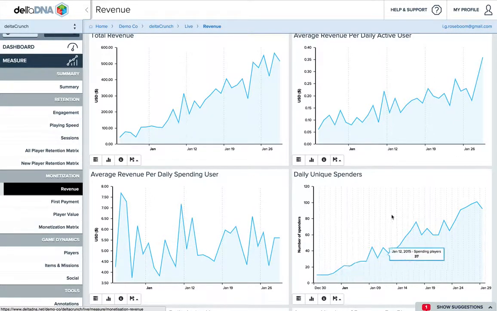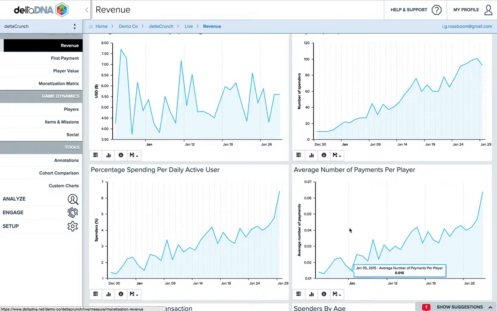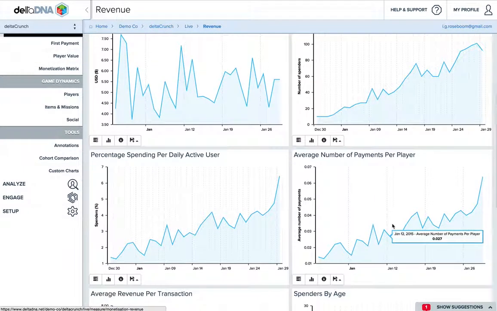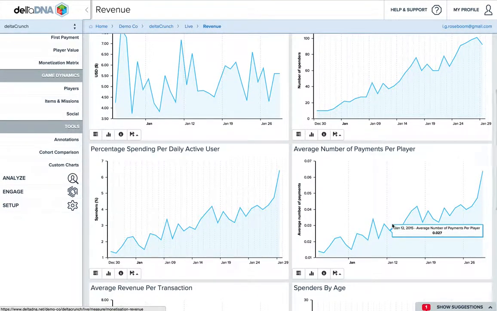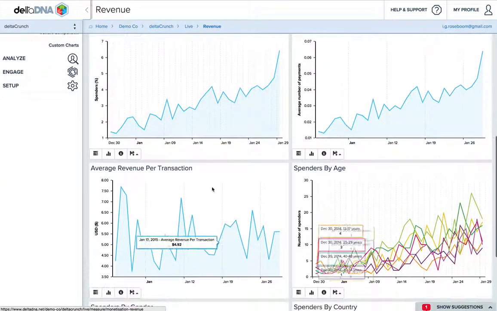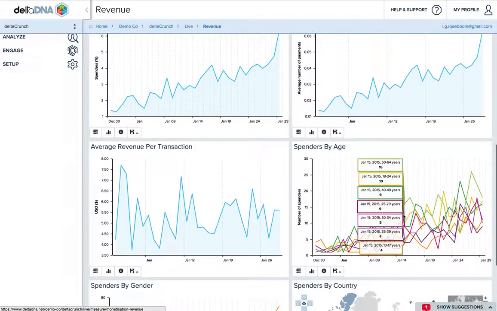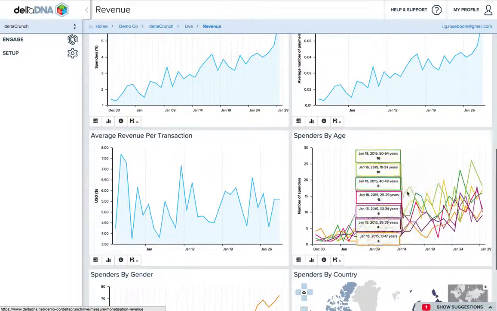We can see the total number of unique spenders on a given day. The percentage spending per daily active user, this is the same as on the summary page. And then the average number of payments per player, which of course will be quite low because most people don't pay. We also have here the average revenue per transaction, which is just telling you what's the average amount spent on each transaction. And then finally we have some demographics, so the spenders by age.